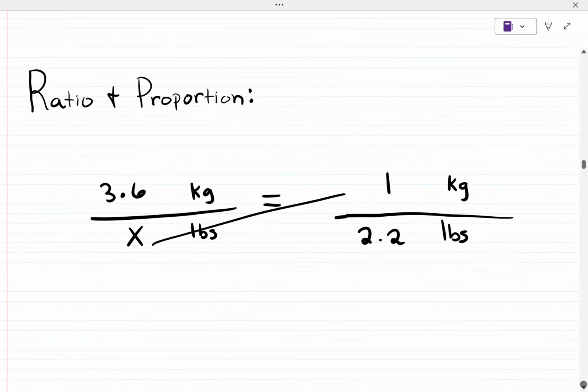Okay, cross multiply. So 1 times x is x, and then it's 3.6 times 2.2. And when you put it all together, you get 7.92.